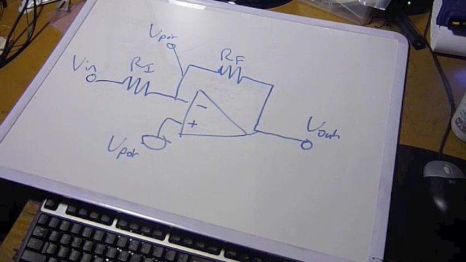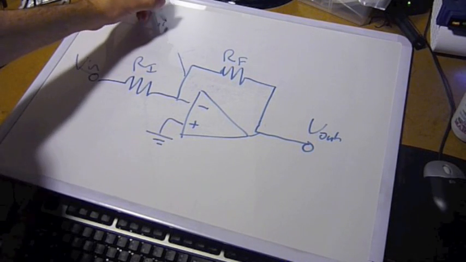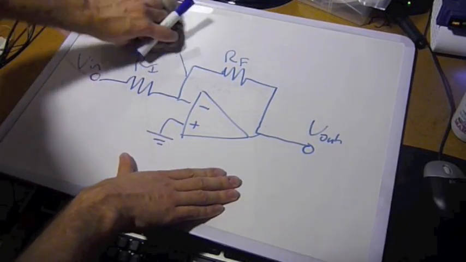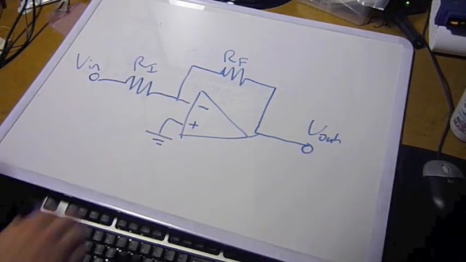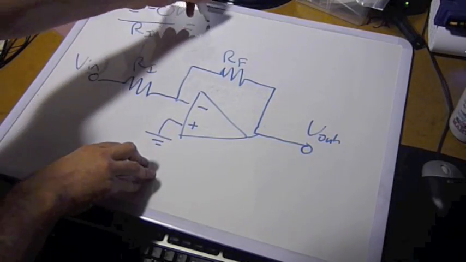For now, we'll ground the non-inverting terminal to make this a more traditional problem. This lets us say that the voltage at this node here will be 0. Given this, we can solve for the current that flows across the input resistor using Ohm's law. Vin minus 0 volts divided by Rin gives us I.